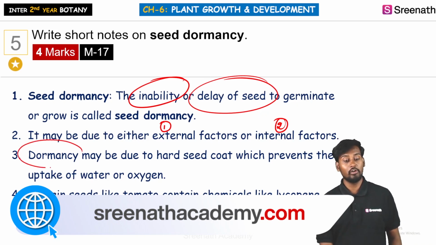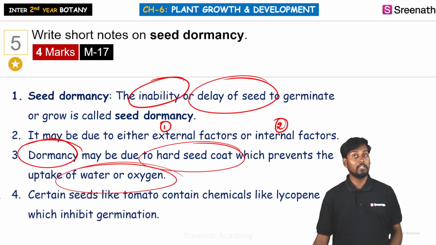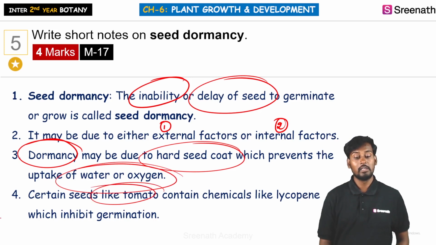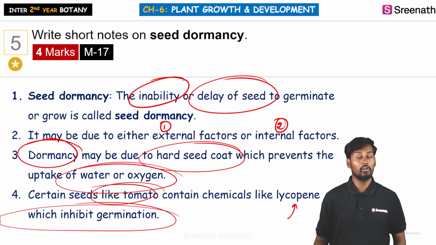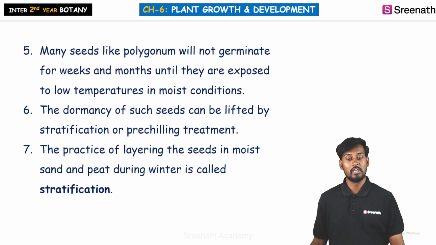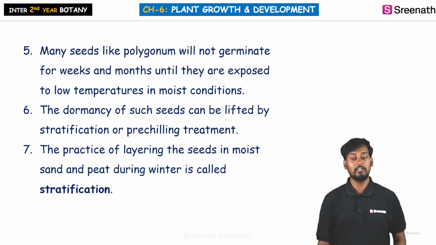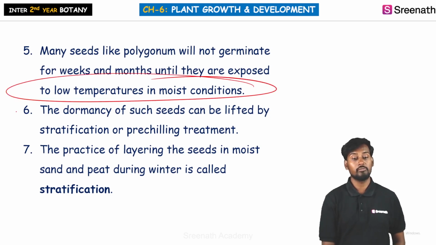Seed dormancy is generally observed in the case of hard seeds, because the hard seed coat prevents the entry of oxygen and water, preventing the seed from germinating and creating seed dormancy. And we can see certain plants like tomato, where chemicals like lycopene generally cause inhibition of the germination process. Also, in plants like Polygonum, sometimes they have to break the seed dormancy. That is done by exposing the seeds to low temperatures and also moist conditions.